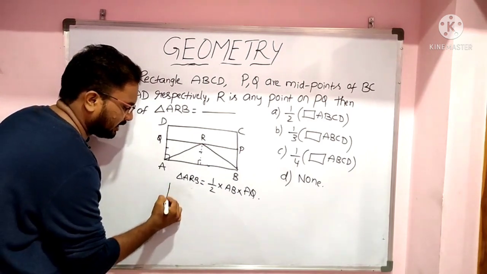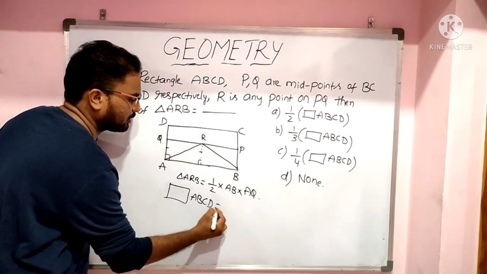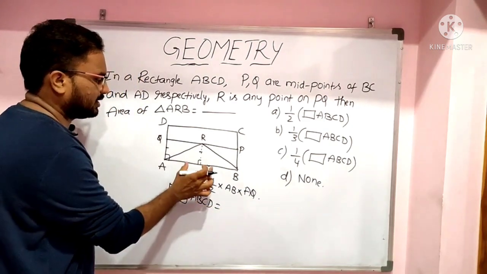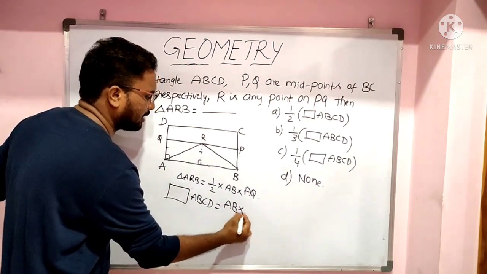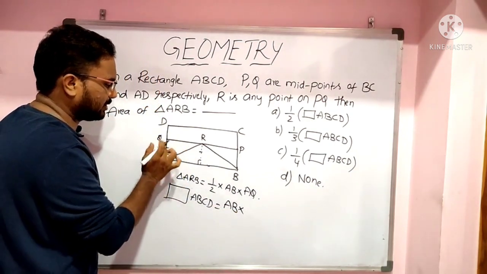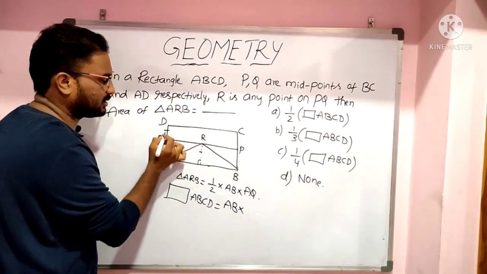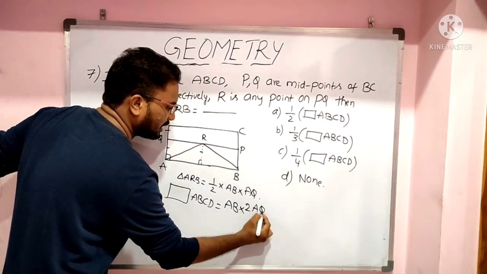And area of rectangle ABCD is equal to length into breadth. Length is AB and breadth is AD. AD can be written as 2 into AQ because Q is a midpoint. So these lengths are both equal. So AD can be written as 2 into AQ.